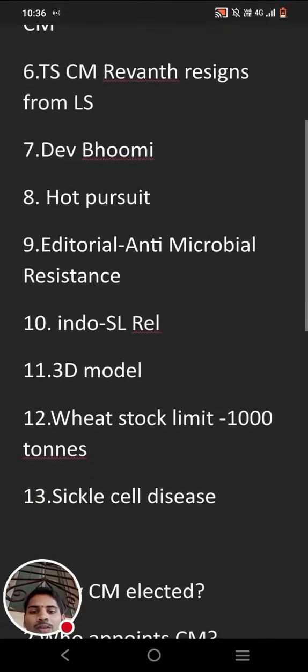Now the wheat stock limit is capped at 1,000 tons. So traders know nobody can hold stock beyond 1,000 tons. And now the government is also thinking of open market sales from its storages, FCI storages. We all need to know that the food security of the country is very important. The role of FCI, Food Corporation of India, and questions like which of the following countries is the largest producer of wheat? The largest producer of wheat is China, the second largest is India, and the largest exporter of wheat is Russia.